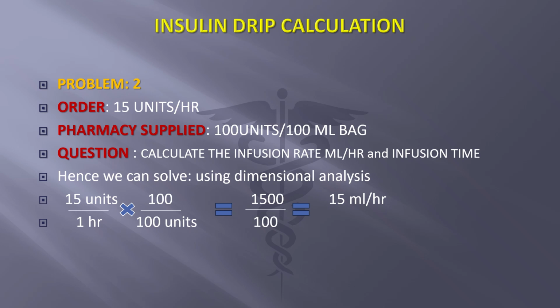First you will do it step by step. First the infusion rate. Here again, as I told you, I prefer to use dimensional analysis when there are unit conversions happening. So 15 units per hour multiplied by 100 ml bag per 100 units. In this case, the units and units get cancelled like we did last time, and 100 and 100 you can cancel. So here it will be 15 ml per hour. Am I correct? Okay.